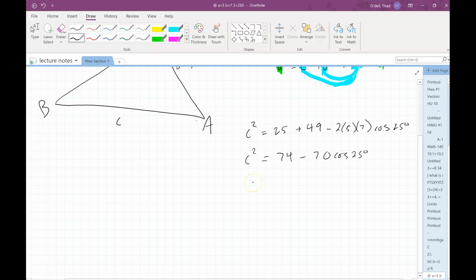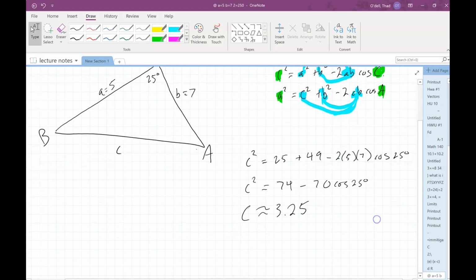Okay, so we solve this for c. I just threw all this in my calculator and square rooted it, and I got 3.25-ish. Okay, so that means that c is 3.25.